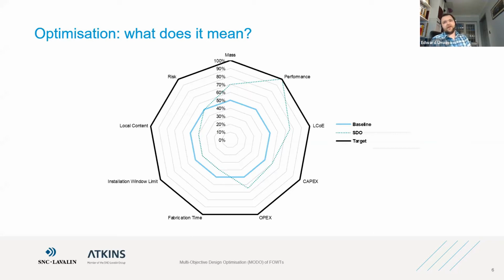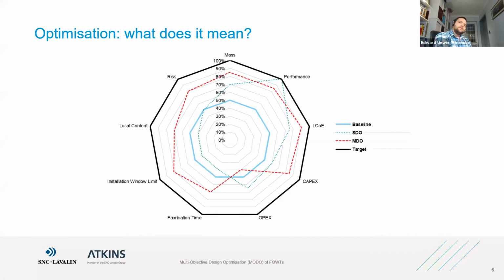As in the example of the dotty line here, we've optimized something for performance, say that might be energy yield, but we can see that there is a significant effect that we've had, say, on local content, installation window, and fabrication time in this instance. And so our design, which is the dotty line, is a combination of all of it, but is optimized heavily towards the performance aspect of it.